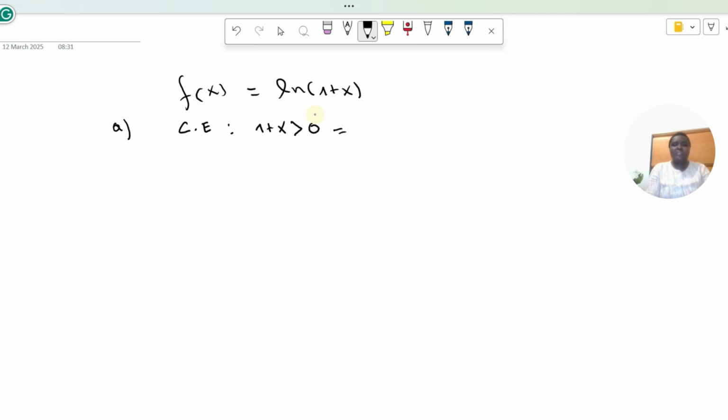So this implies that x should be greater than -1, and therefore the domain of definition will be equal to what? Domain of definition of a function f will be equal to the interval which is any number greater than -1. So it's from -1 excluded, then up to plus infinity. This is the domain of definition.